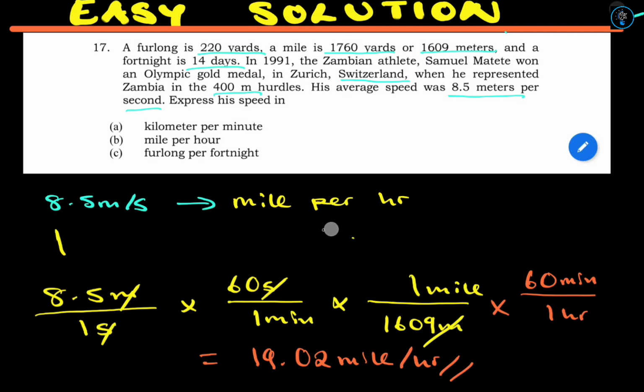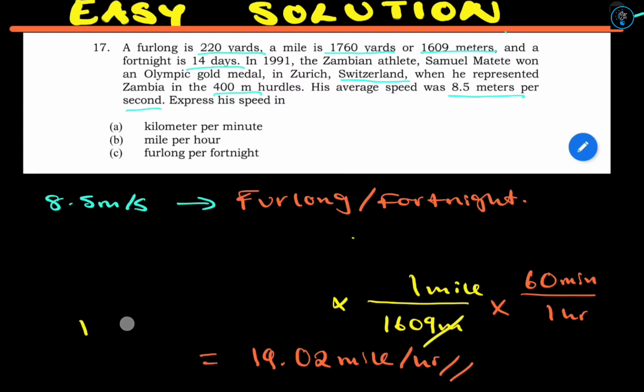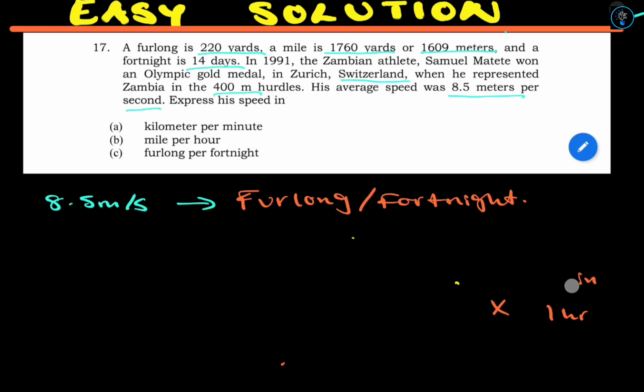Okay, let's do the last part. So the last part, we are told to convert it into a furlong per fortnight. Yeah. So a furlong per fortnight. We are told what a furlong is. It's 220 yards. Okay, this one will be a little bit tedious, but anyway, we can do it.